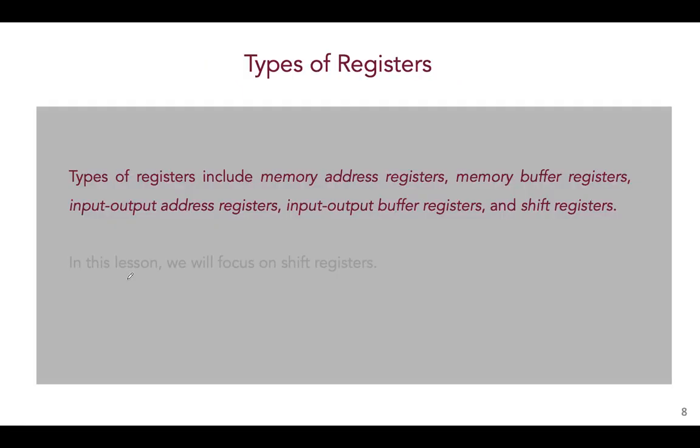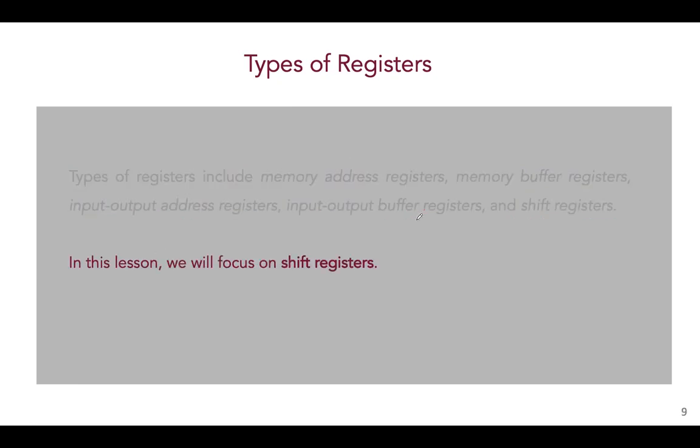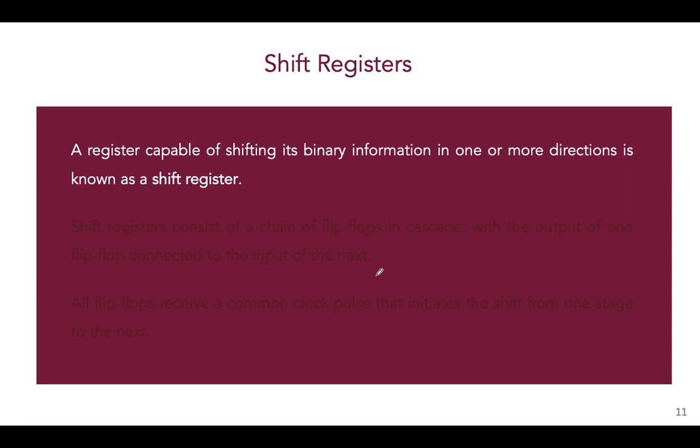All right. Now, registers can be of many different types. Registers are your storage units within electronic circuits, and depending on what kind of information you want to store in them, you can have different types of registers. You can have memory address registers or memory buffer registers, input output address registers, input output buffer registers, and shift registers. So, the focus of attention in this lesson is shift registers. This is what we're going to be talking about throughout the rest of this lecture. Shift register. Let's talk about shift registers now. A register capable of shifting its binary information in one or more directions is known as a shift register.